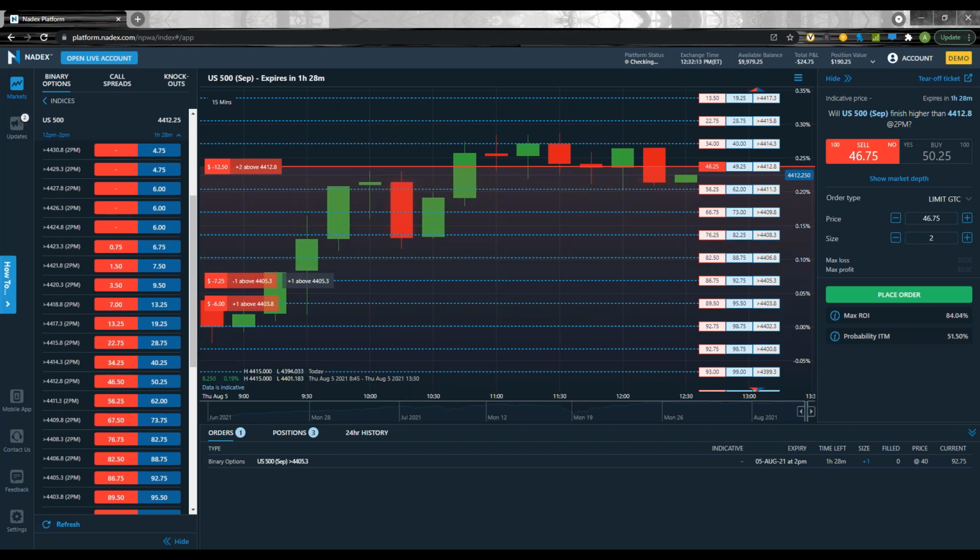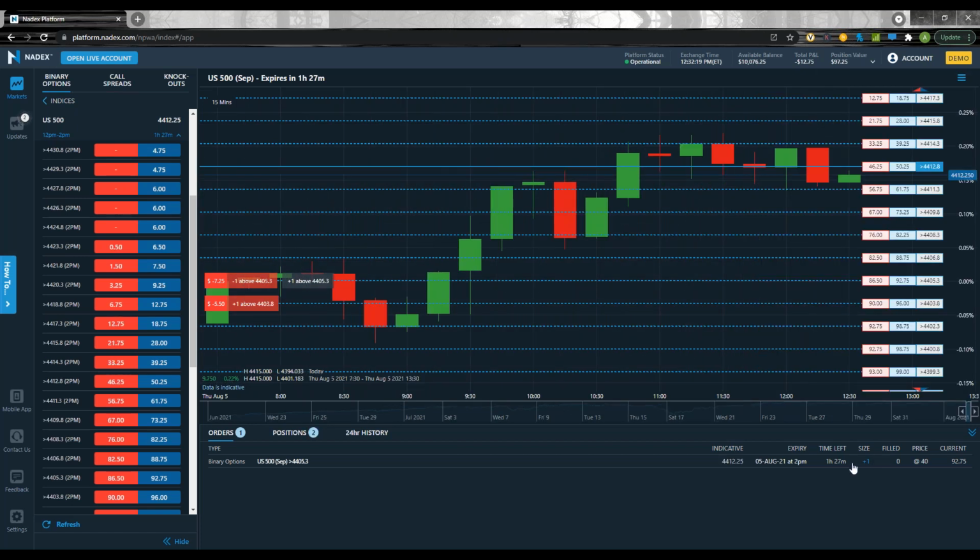Going on here, the filled section is just going to show you how many contracts you have actually been filled on. So if you have maybe an order of 5 and you're filled on 0, maybe you get filled on 1 or 2. That'll show you how many contracts you actually filled on, and then the price and the current price as well.